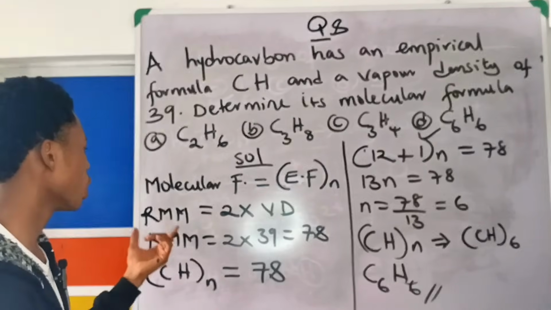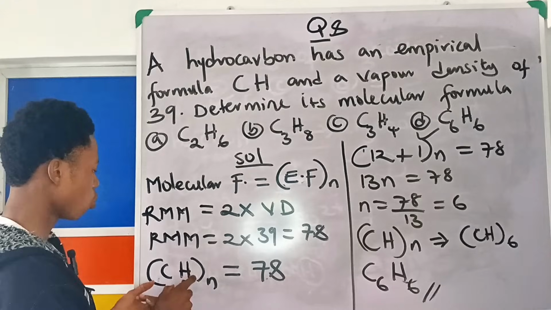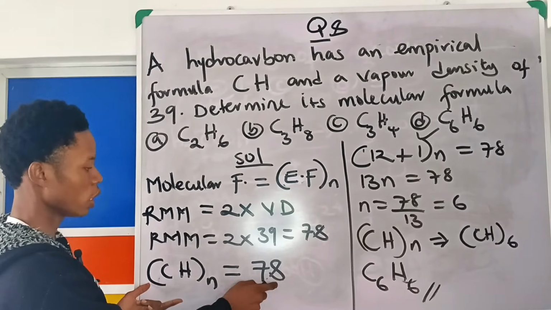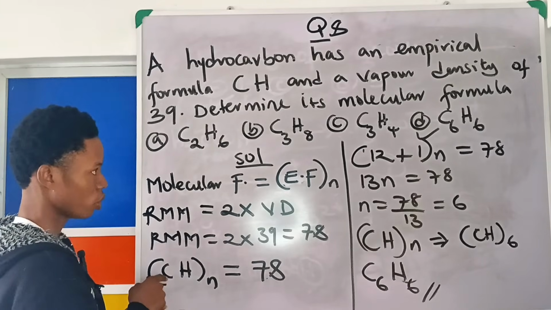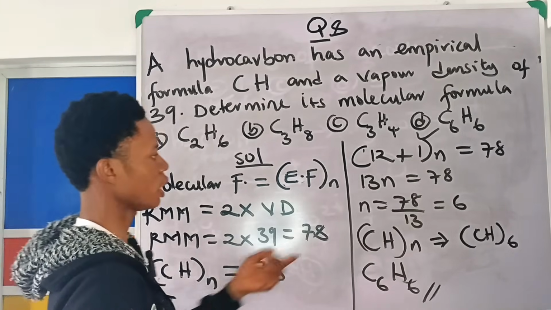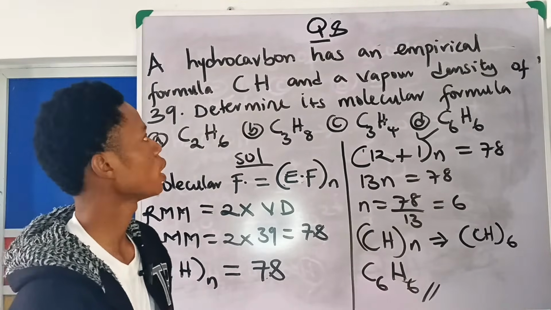If the question gave you the relative molecular mass directly, you use it directly. So just put the empirical formula times N equal to the relative molecular mass. Then you find N. C is 12, hydrogen is 1. You find N. After you have found N, you use N to open the bracket, and you get the answer to that question.